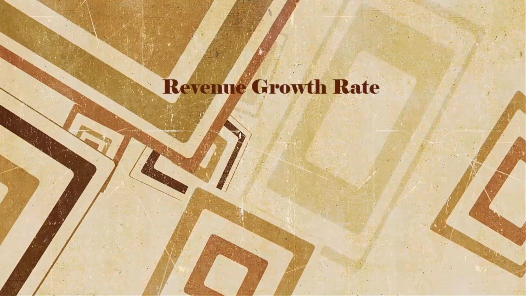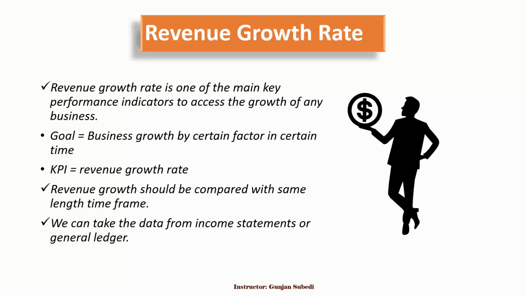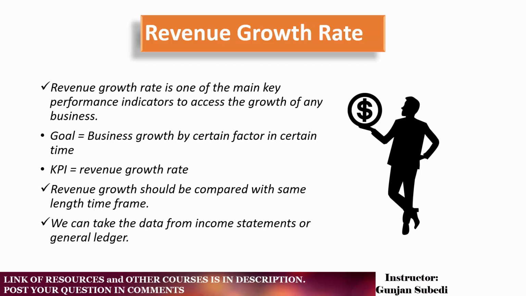We all do business with one principal goal. Some may say that they do business for humanity or many other purposes, but one purpose of doing business is universal, because without it, there is no business and there is no revenue. That's revenue growth. And to monitor the revenue, we have a key performance indicator, revenue growth rate, which is one of the main key performance indicators to assess the growth of any business. If the business growth is the goal, the key performance indicator is revenue growth rate.